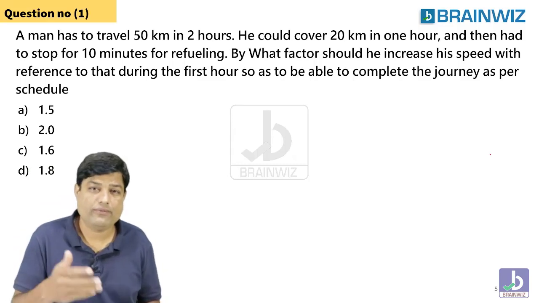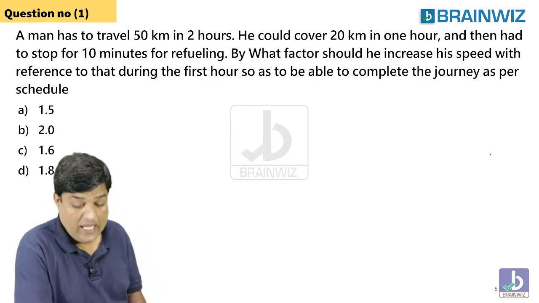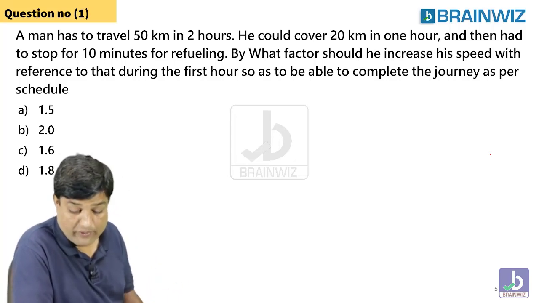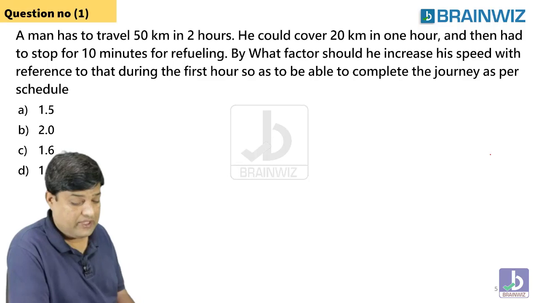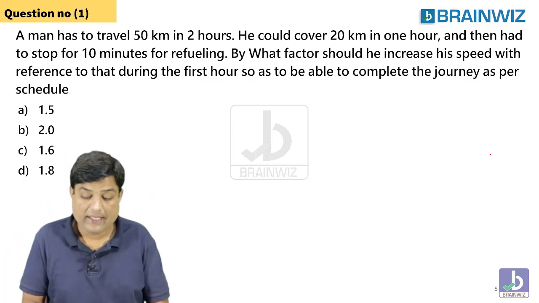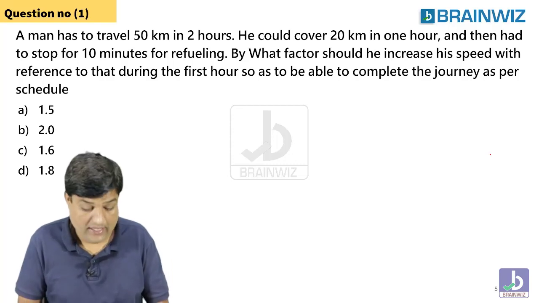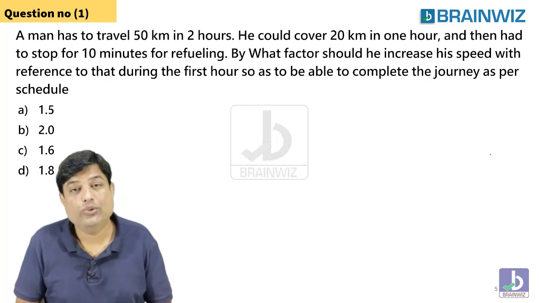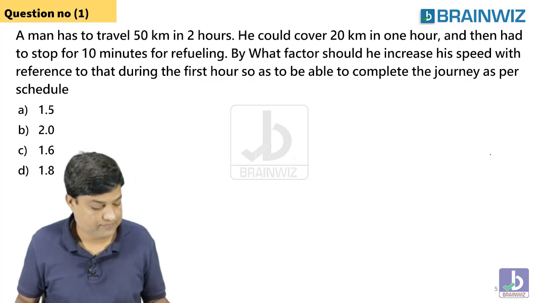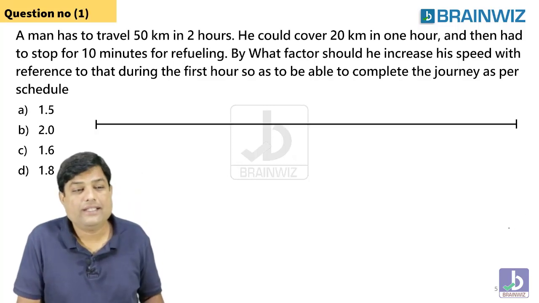Refueling in the sense he's just putting the fuel in the vehicle. And by what factor? Is it 1 time, 2 times, 3 times? By what factor he should increase the speed with reference to the first speed in the first hour, so that he can complete the total journey in the scheduled time. So guys, this is not that difficult. It's a very easy question.